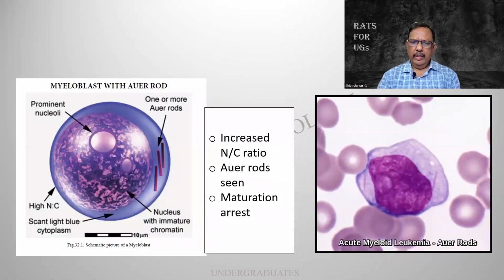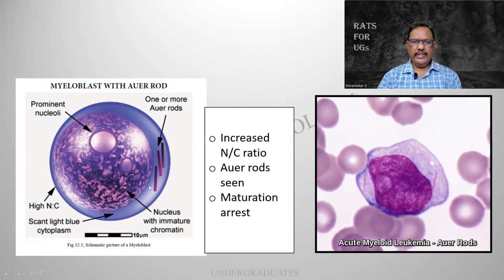This is important. Initially, I'll be showing you the blast. Now, as I mentioned earlier, the neutrophilic series will be having the myeloblast, promyelocyte, myelocyte, metamyelocyte, staph form, and the mature neutrophil. In acute leukemia, the first letter is A. A means arrest, maturation arrest. So what we will be seeing is predominantly immature cells, particularly the myeloblast. Beyond the promyelocyte, we will not be able to see. So this is called as maturation arrest.